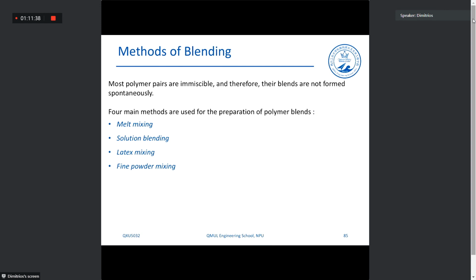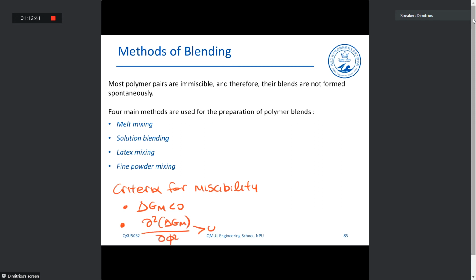The problem with blending is that most polymers are immiscible. Okay, so most polymers don't like each other unless they are from the same family of materials, such as, I told you, low density polyethylene with high density polyethylene. Okay, so then we're talking about the same family of materials. The two criteria for miscibility are firstly the negative Gibbs free energy of the blend, and also the second derivative of the Gibbs free energy. The Gibbs free energy of the blend needs to be negative, and the second derivative of the Gibbs free energy over the composition of the blend needs to be positive. Okay?